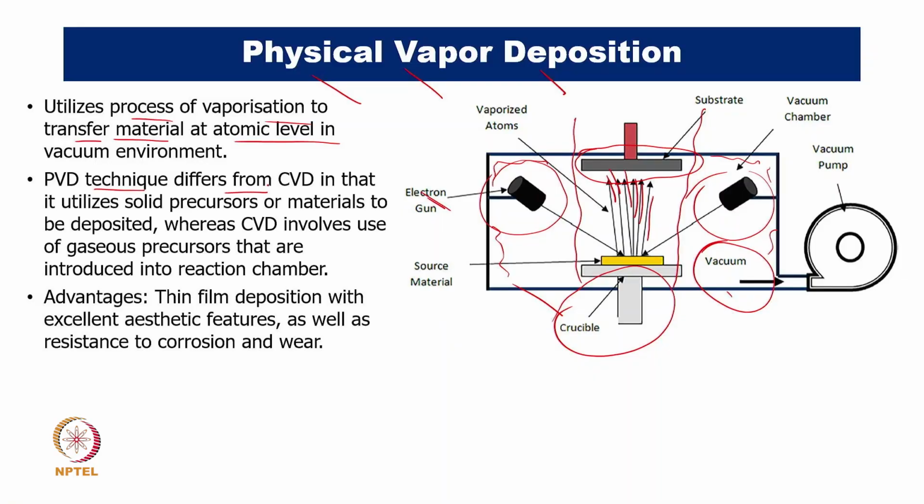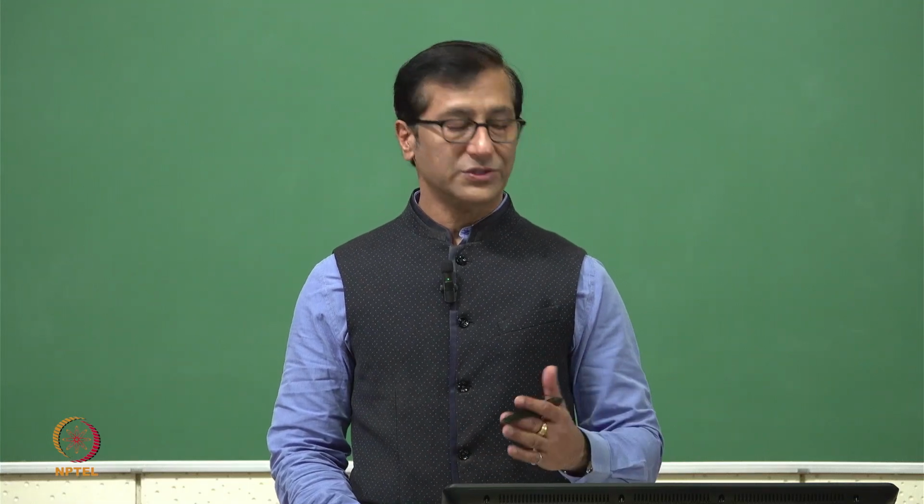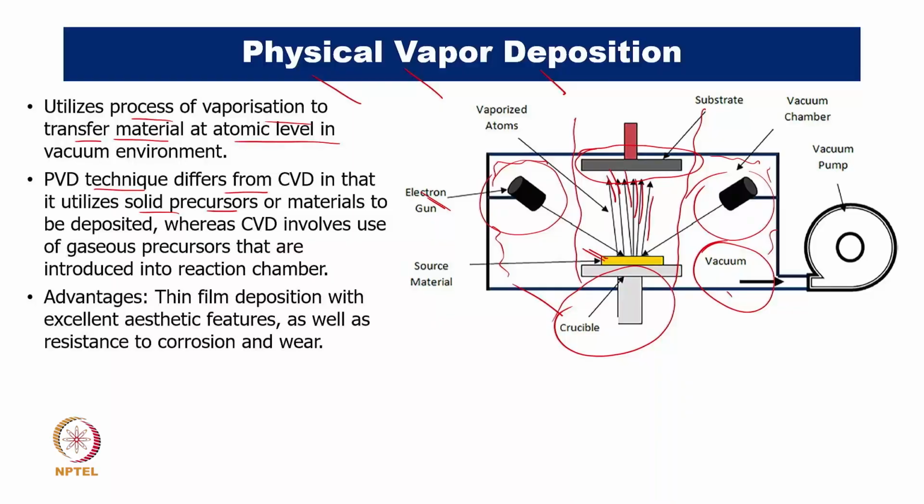PVD techniques differ from CVD because PVD utilizes a solid. In this case, the material is a solid. We are not passing the gas form in the vacuum. However, PVD also can be made with the gas form, but here we are showing a solid form. From that point of view, I am showing that it is mostly utilized with solid precursors, while CVD involves only gases. In PVD we have options, while CVD has only gases.